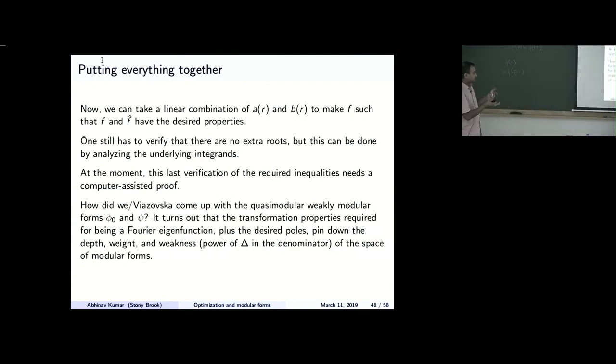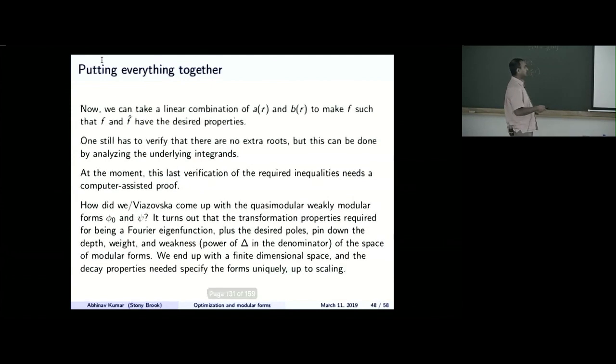So that fixes this dimension, the space of modular forms, and once you fix the space of modular forms, that's a finite dimensional space. And some extra conditions with the decay properties basically specify it uniquely up to scale.